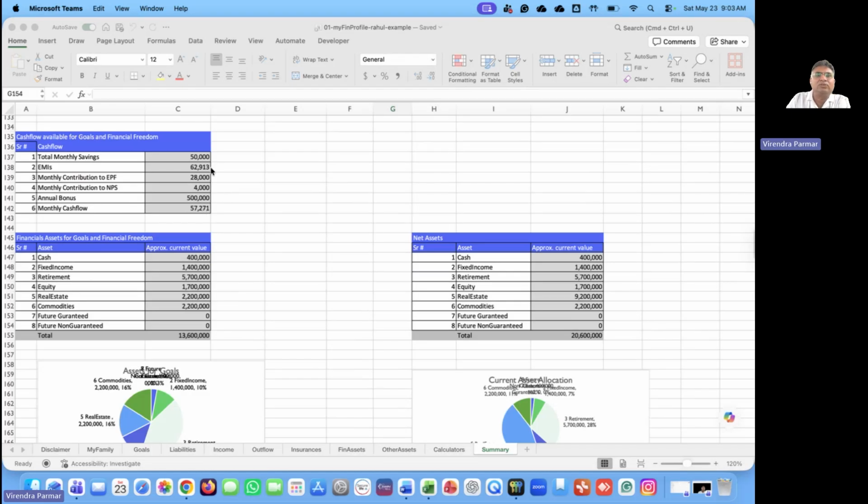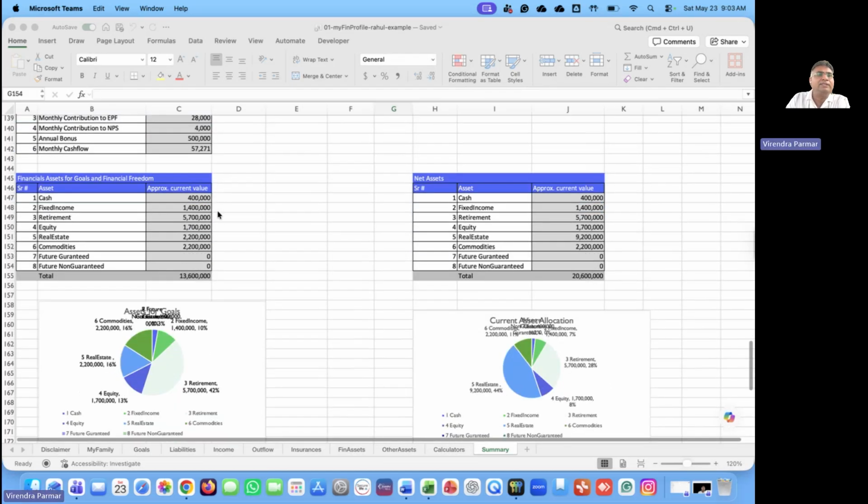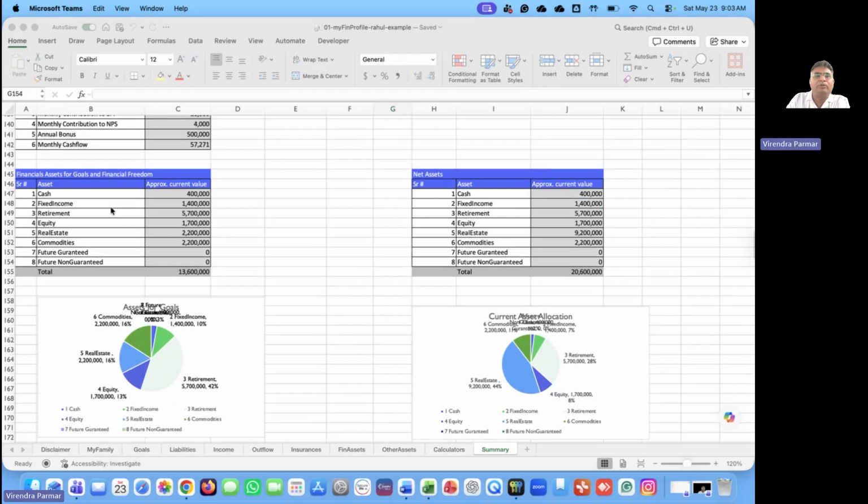Besides that, he has 62,000 of EMIs, which is again a cash flow because he's using that EMI to build assets. He's also saving around 32K into EPF and NPS. And he has an annual bonus which is left out, which he is not using. If he gets it, he can use that money for any expense as well as for any goals he has. In the same way, you have assets which can be utilized to fulfill goals.